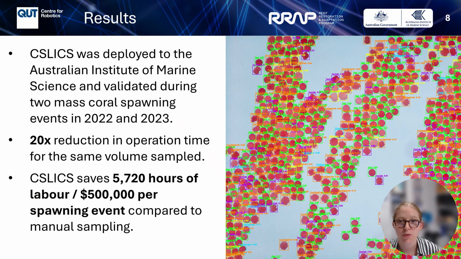CSLICS has been deployed to the Australian Institute of Marine Science, where it is in active use during coral spawning. We found that the system results in a 20-fold reduction in operation time as compared with manual counting, and this means a saving of over 5,000 hours of labour or $500,000 per spawning event, where we typically have 2 events per year.